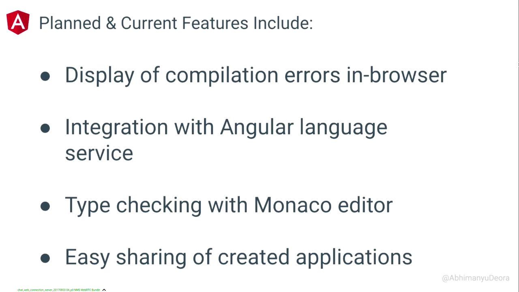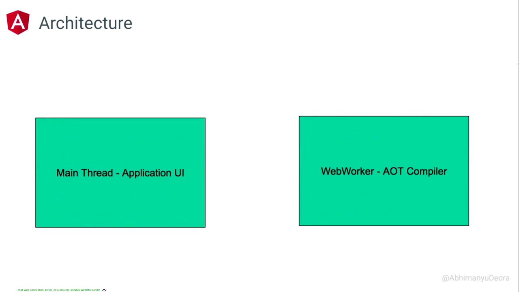And the planned and current features include display of compilation errors entirely in browser, integration with the Monaco editor, the same editor that VS Code provides, which provides really nice IntelliSense for type hinting, integration with the Angular language service, so you get all of these benefits for template compilation inline and in their own separate files, and easy sharing of created applications. Let me go ahead and talk about the architecture.